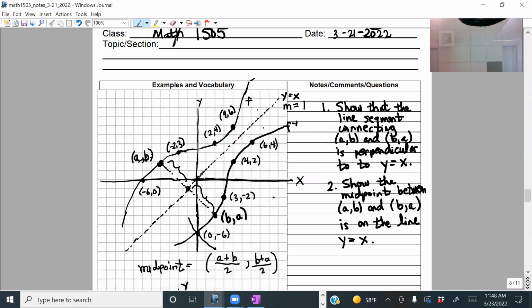This midpoint indeed falls on that line, just like we hoped. So the distance from this point to the 45-degree line and the distance from this point to the 45-degree line are the same. Unfortunately, that's not quite enough to give us a mirror image, because I can connect points on this curve and this curve where they have the same distance to this line, but they're not mirror images of one another.